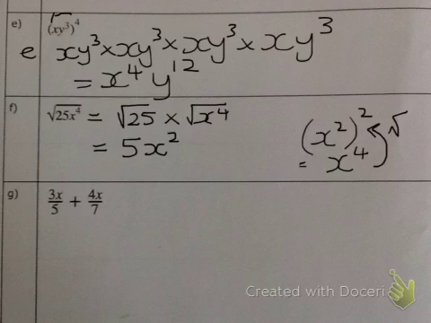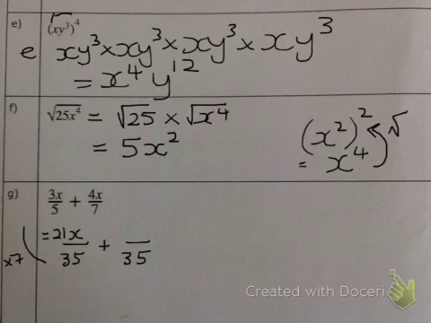Now for g, when you add fractions, you must have the same denominator. So I'm going to multiply the two numbers at the bottom together. So 5 sevens are 35. And I'm going to rename both fractions with a denominator of 35. To go from 5 to 35, I had to times by 7. So 3 times 7 is 21. 3x times 7 is 21x.